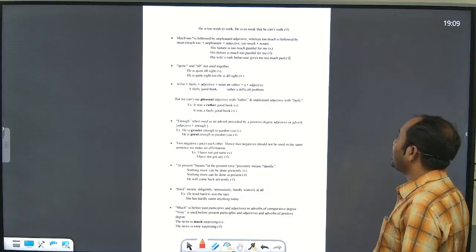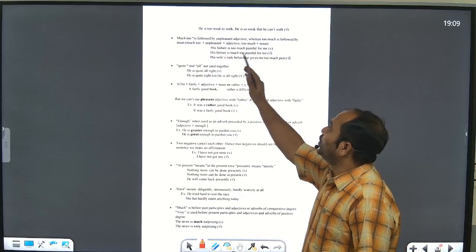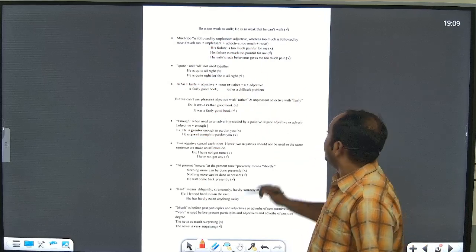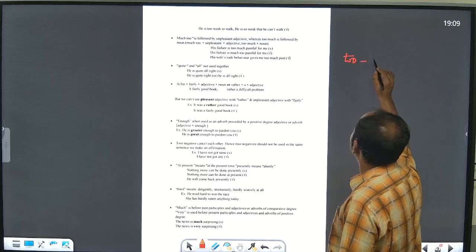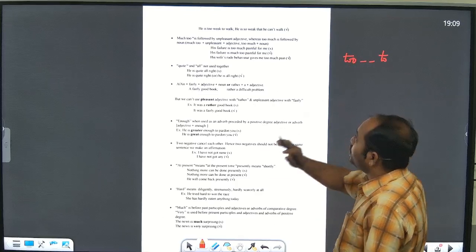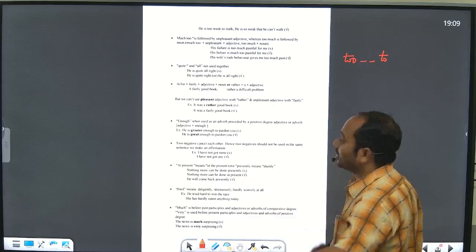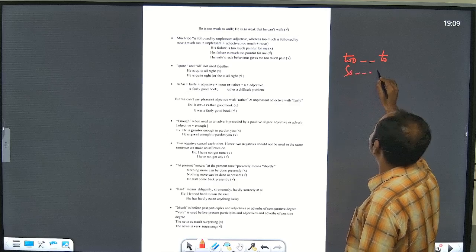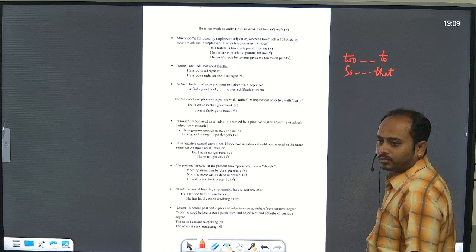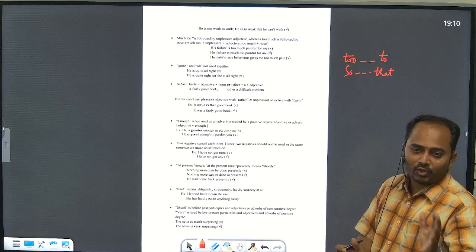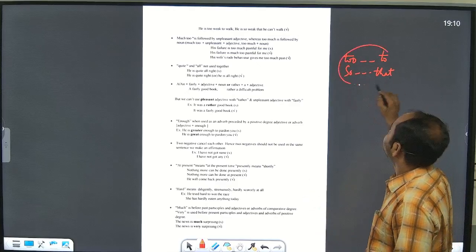Then what is the correct usage? He is too weak to walk. Too is followed by to only. He is so weak that he cannot walk. So is followed by that. Too is followed by to. So is followed by that.